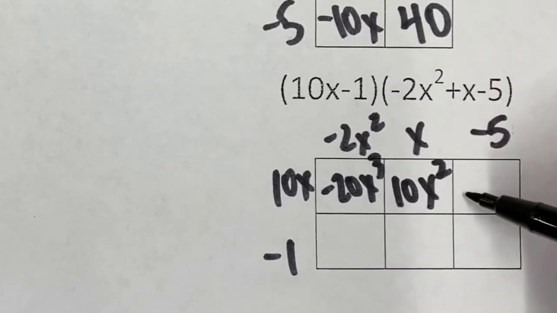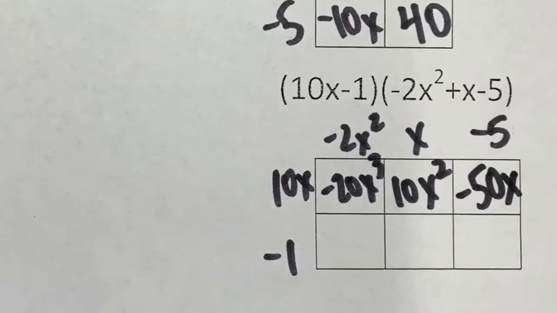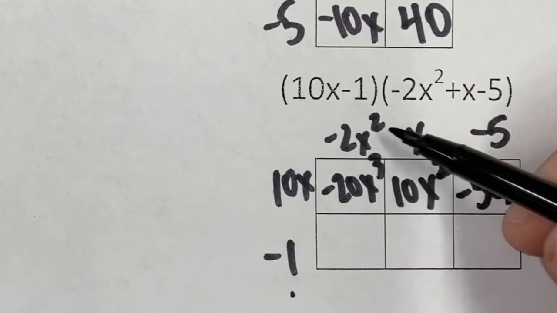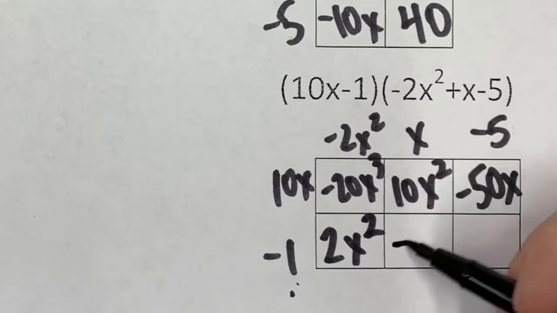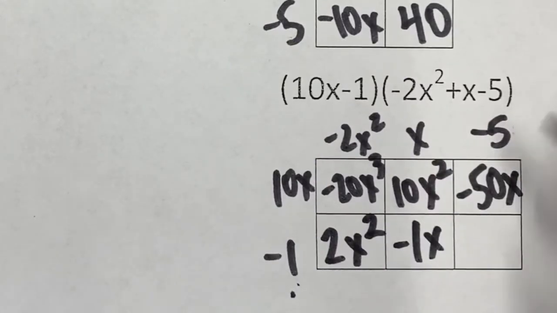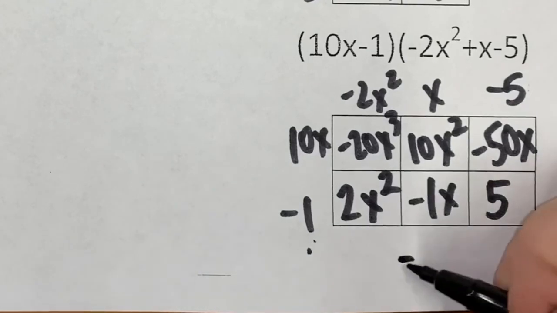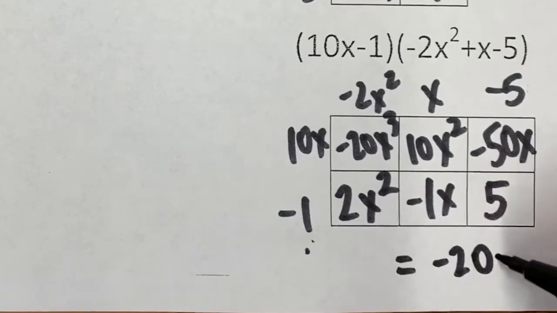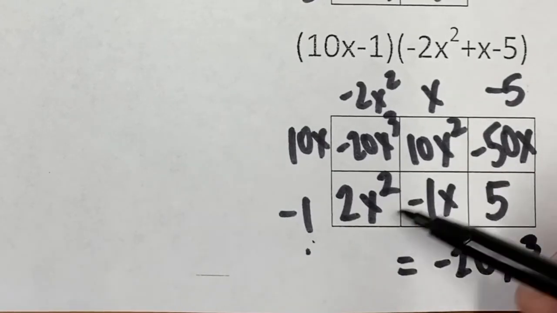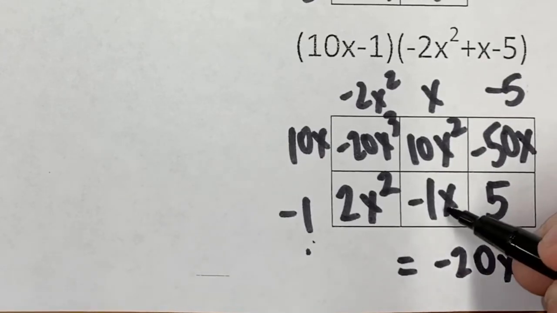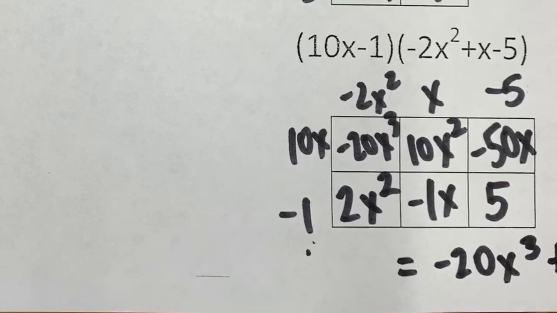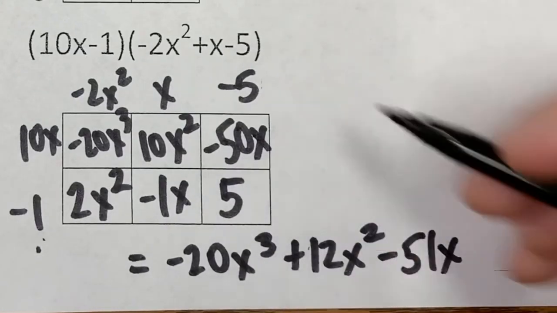10x times negative 5 is negative 50x. Negative 1 times negative 2x squared is 2x squared. Negative 1 times x is negative 1x, and negative 1 times negative 5 is positive 5. Combine our like terms, again, those would be on the backside diagonals. We see that we get negative 20x to the third. 10x squared and 2x squared is 12x squared. Negative 50 and negative 1 is negative 51x plus 5.